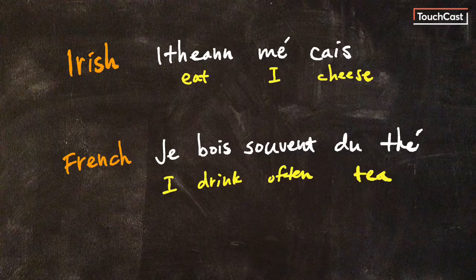Let's go back to our original sentences that showed us what issues we have with our current X-bar theory rules. We have an Irish sentence, eat I cheese, and the French sentence, I drink often tea. Using V to T movement, we showed how this French sentence can work. However, V to T movement does not explain Irish. We still need another kind of movement rule to explain this sentence.